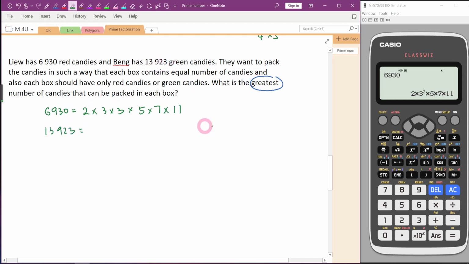13923, quite a big number. 13923, equal. Same things. We want our calculator to help us do the prime factorization. Shift, press this. Same thing, you see 3 square, don't write 3 square, write 2 times of 3.